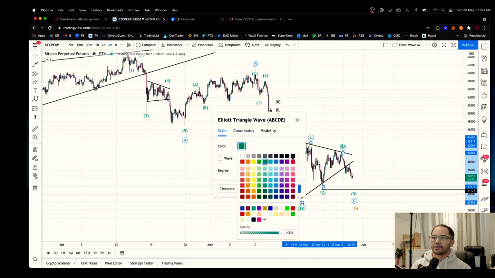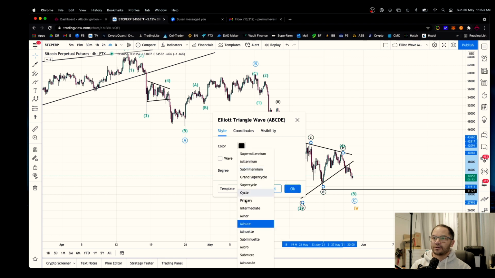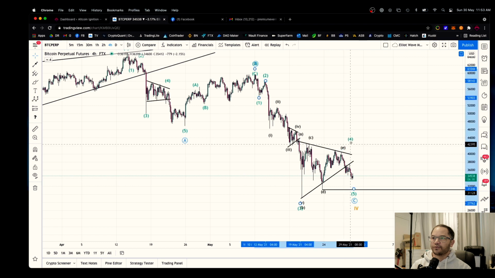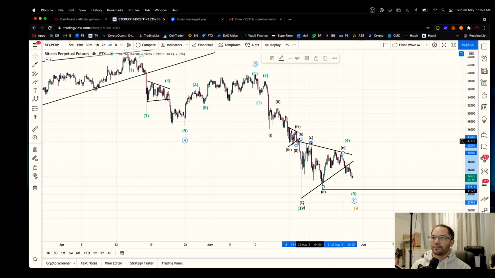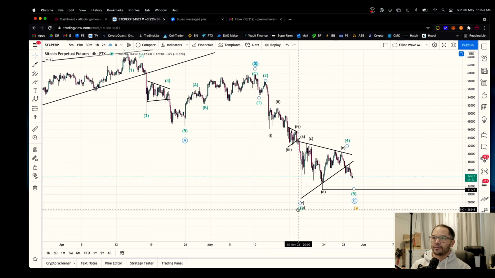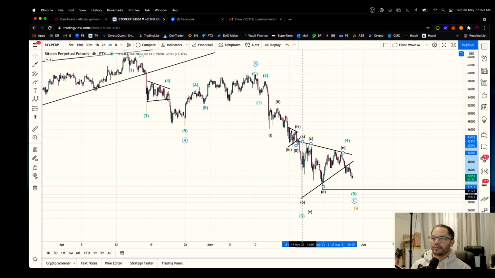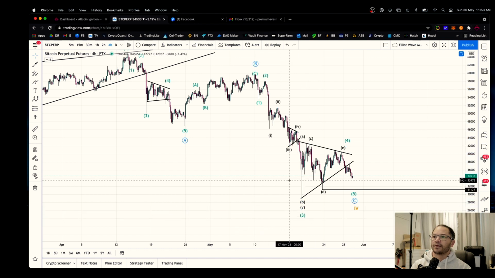Just change that to something that looks a bit better. Yeah, just move the 4 above here, so we can see that a bit more clearly. Okay, cool. A, B, C, D, E, and they usually break to the opposite side of the E wave, which is what we've had here.